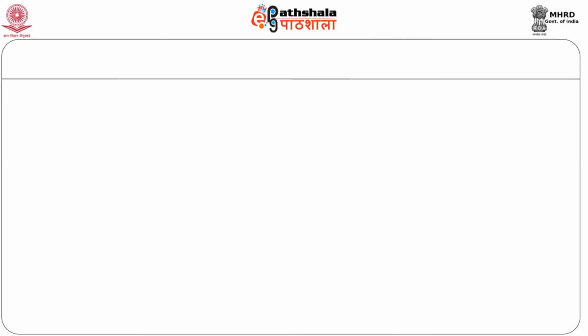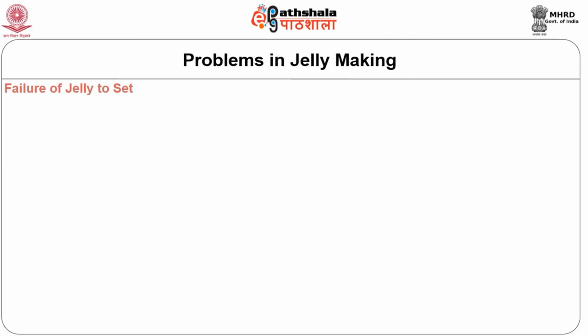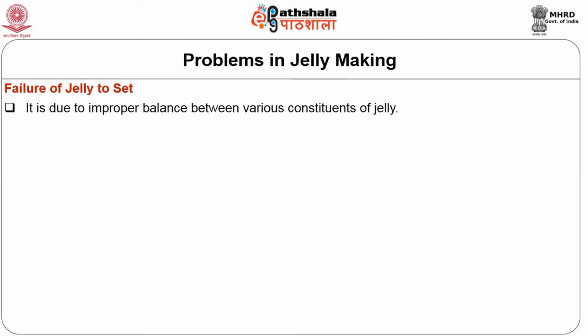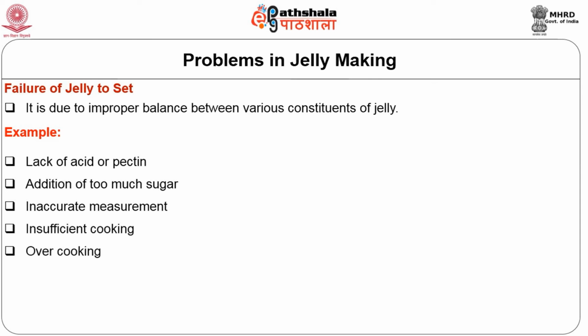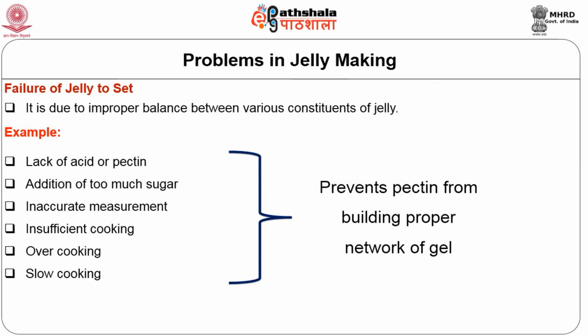Next, let us discuss the problems with jelly making. The first and foremost problem is failure of the jelly to set. It is due to improper balance between various constituents of jelly, for example lack of acid or pectin, addition of too much sugar, inaccurate measurement, insufficient cooking, overcooking, and slow cooking, which prevents the pectin from building a proper network of gel.